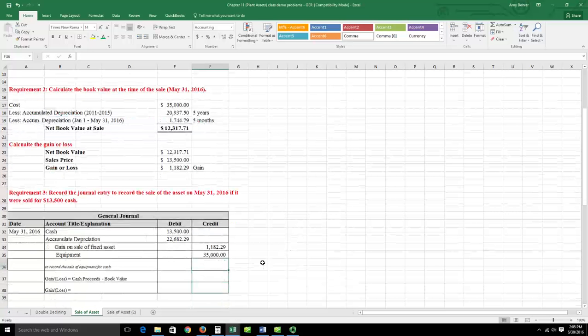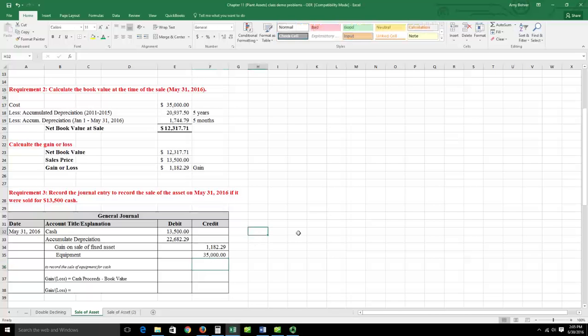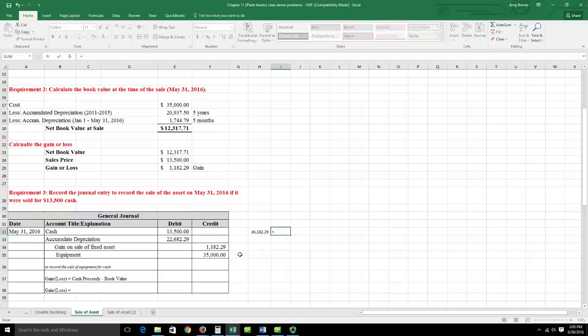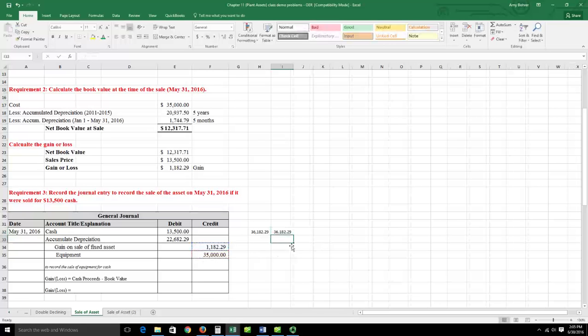And the very last thing you should do, again, always, is make sure you have an equal dollar amount of debits and an equal dollar amount of credits. So let's make sure we have that. So if I add my debits, I've got $13,500 and $22,682.29 worth of debits. And then I also have credits of $1,182.29 and $35,000. So when I look at that, they are equal, so my journal entry is in balance. Okay?